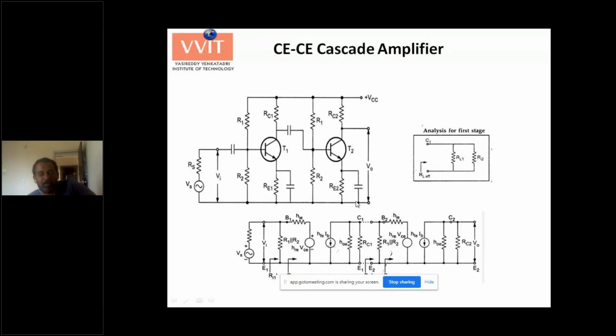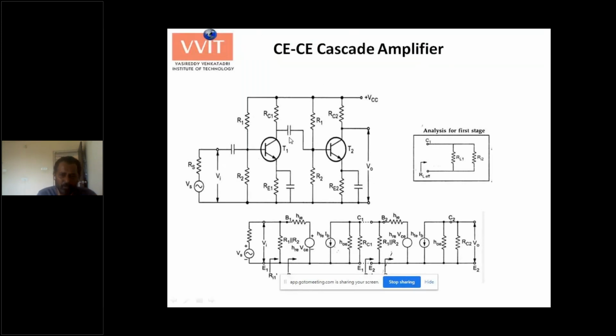But you can't always go for approximate analysis. You have to test a condition. What is the condition? You all know the condition. HOE times RL must be less than or equal to 0.1 to perform approximate analysis. In other words, for a standard case, as long as RL is less than 4 kilo ohms, you can go for approximate analysis.